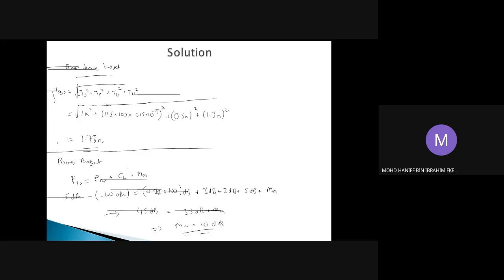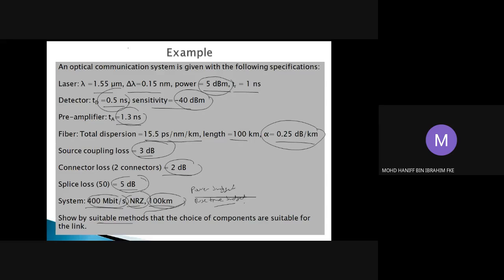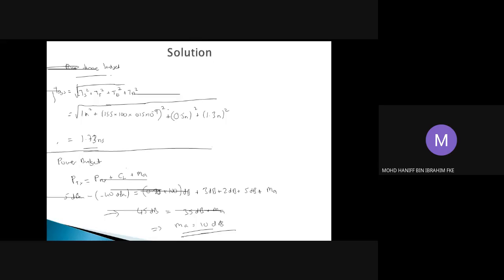So that should be the conclusion from the calculation of the power budget, which produces a positive system margin, and the calculation of the rise time, which produces a value smaller than the maximum allowable rise time. So based on this, we can see that the components proposed in this system design can ensure the functionalities of the system. Right then, is there any question for this example so far?